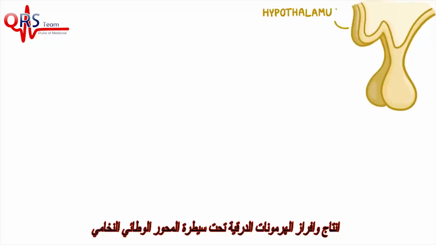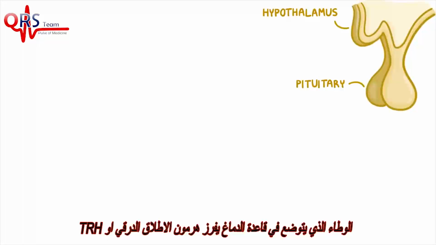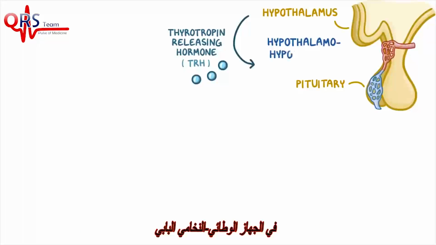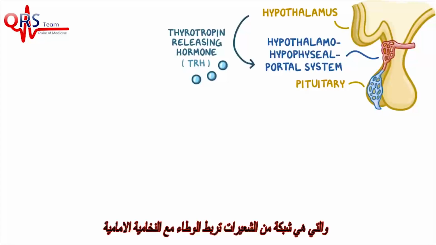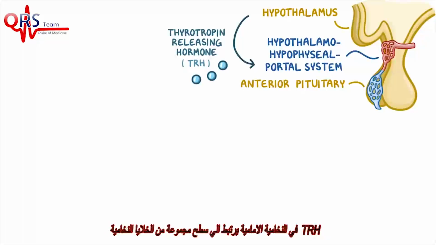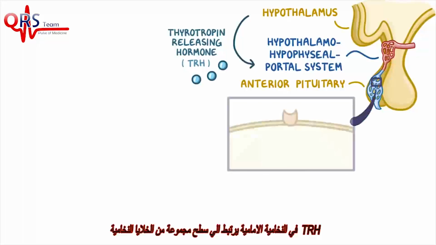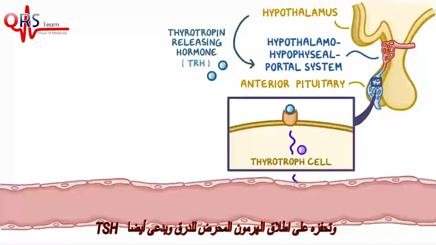Production and secretion of thyroid hormones is under control of the hypothalamus-pituitary axis. The hypothalamus, which is located at the base of the brain, secretes thyrotropin-releasing hormone, or TRH, into the hypothalamo-hypophyseal portal system, which is a network of capillaries linking the hypothalamus to the anterior pituitary. In the anterior pituitary, TRH binds to a surface protein on a group of pituitary cells called thyrotroph cells and stimulates them to release the hormone thyrotropin, also called thyroid-stimulating hormone, or simply TSH, into the bloodstream.